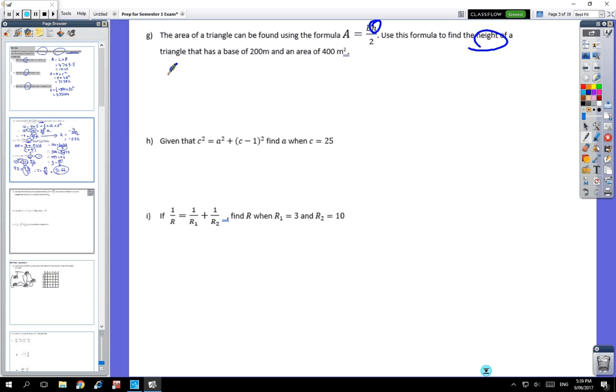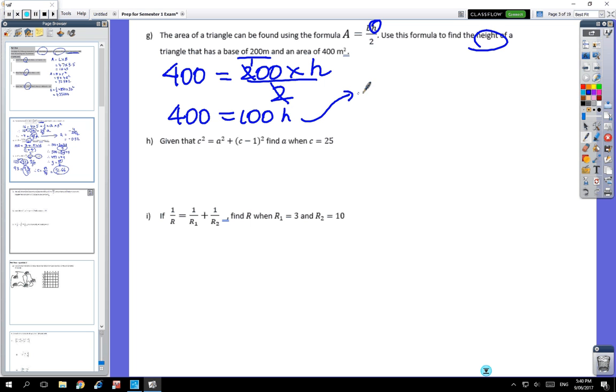Okay, so the area is 400. The base is 200. The height I don't know, and it's divided by 2. So straight away you can just do 2 into 2 goes 1, so we've got 100 h. So 400 equals 100 h. And so h equals 400 divided by the coefficient 100. So the height is 4, and we've got units, so we say meters.